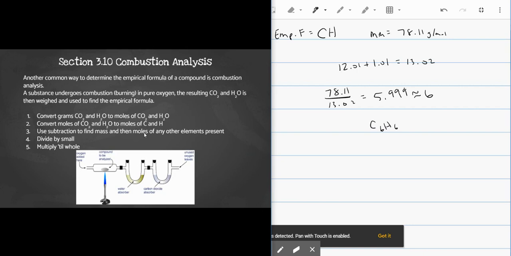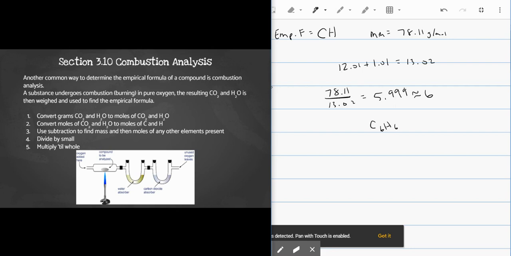Okay, so last but not least, combustion analysis is a cousin of what we were just doing, the empirical formulas. Another common way to determine the empirical formula of a compound is combustion analysis. A substance undergoes combustion, which means burning, in pure oxygen. The result is carbon dioxide and water, which is weighed, and then we use the carbon dioxide and the water to find the empirical formula. So no percentages in this one. We just have CO2 and H2O, and there's more steps.